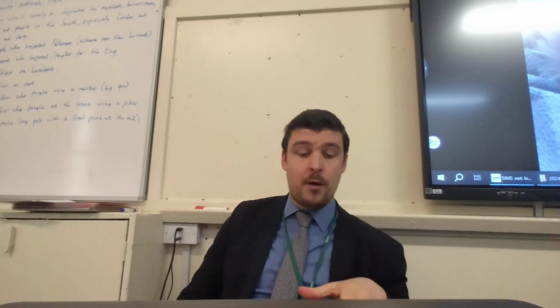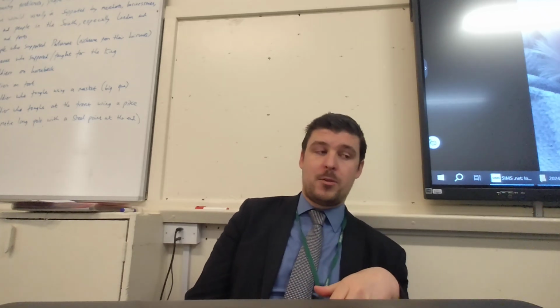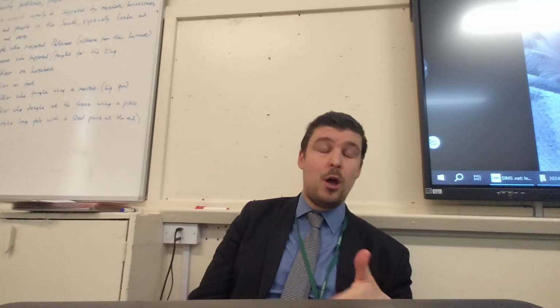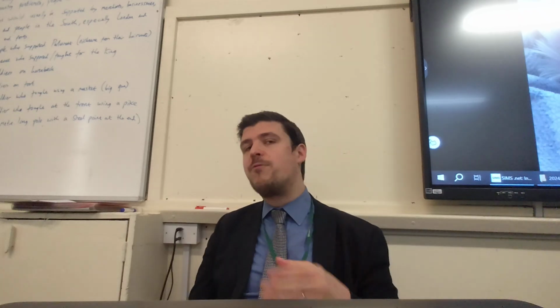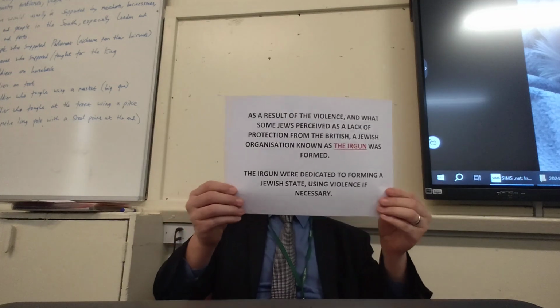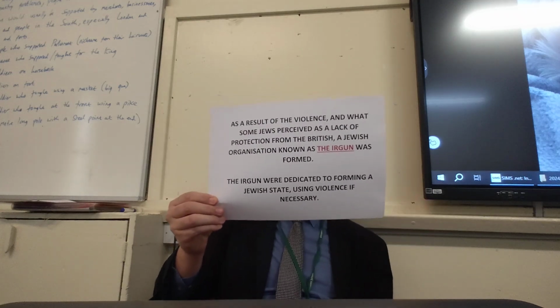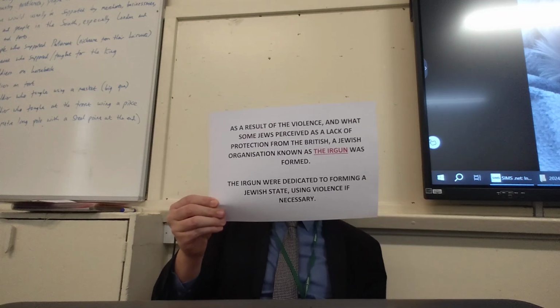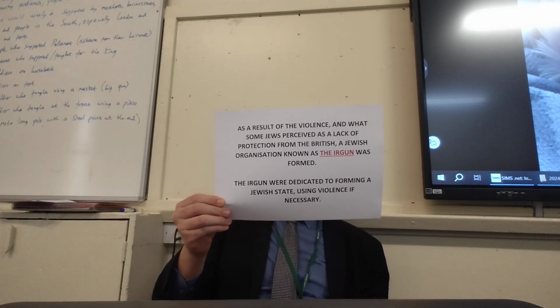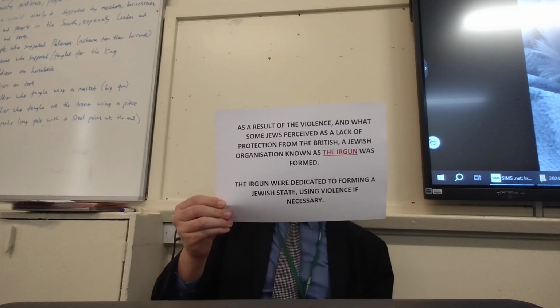Now, all of this created a lot of tension between Jews and Arabs in Palestine. And from the early 1920s onwards, there was violence as a result of that tension. As a result of the violence and what some Jews perceived as a lack of protection from the British, they said, Arabs are attacking us and we're not being protected by the British, a Jewish organisation known as the Irgun was formed there.